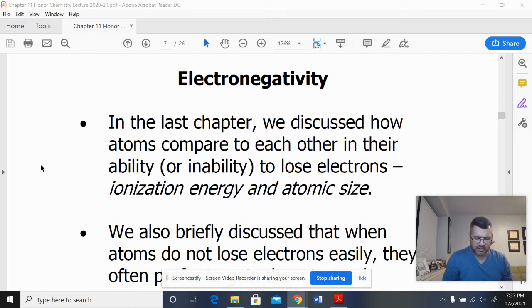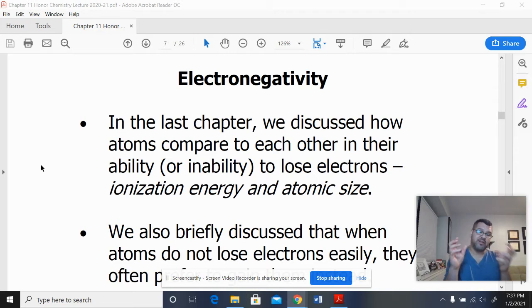So when we talk about an atom losing electrons or gaining electrons in order to get an octet, how is it that we're figuring it out other than looking at the electron configuration? There's another way for us to help us figure this out. And in the last chapter, we talked about an idea called ionization energy, the ease of an atom losing electrons, and the atomic size, how big it is.